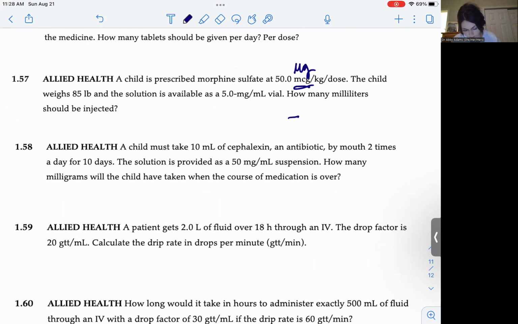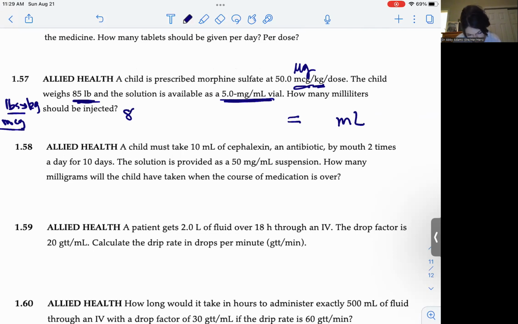Okay, so what are we looking for? How many milliliters? What do we have? We know that we have an 85-pound child. All right, and we have the solution in a 5.0 mg per mL vial, and we're going to need to go from pounds to kilograms, right? So we've got several conversions that we're going to need to account for. Okay, so we're going to need to go from pounds to kilograms. We are going to need to go to the micrograms. All right. So you just start to list off the conversions that you're going to need.